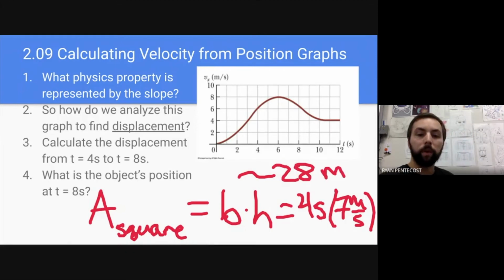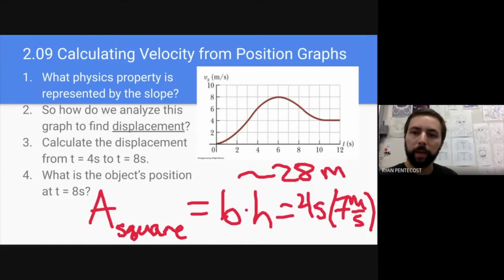So that means that from 4 seconds to 8 seconds, this object, whatever we're graphing the motion of, traveled approximately 28 meters. I'm not going to say it was exact because we kind of fudged the numbers on the curve, which is okay.